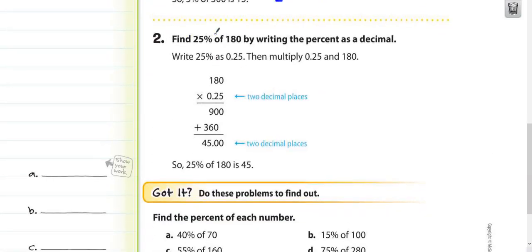Find 25% of 180 by writing the percent as a decimal. So write 25% as the decimal, 0.25, then multiply those out, and you get 45.